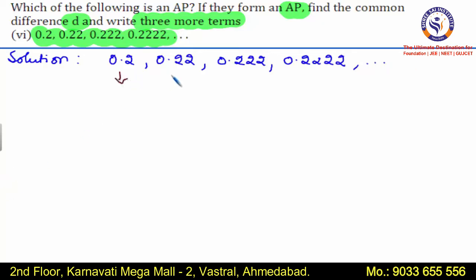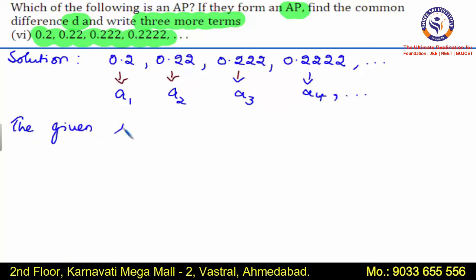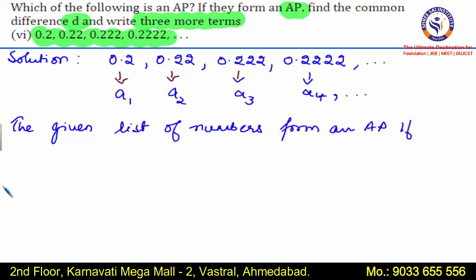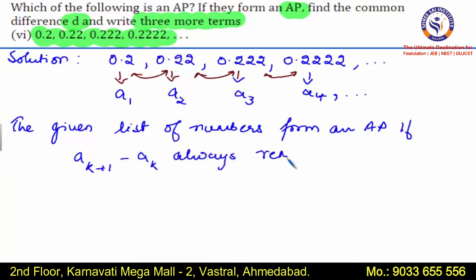Let us denote each term of the given list of numbers by A1, A2, A3, A4 and so on. Now, the given list of numbers form an AP if the difference between any two consecutive terms remains the same. That is, A(k+1) minus A(k) always remains the same.